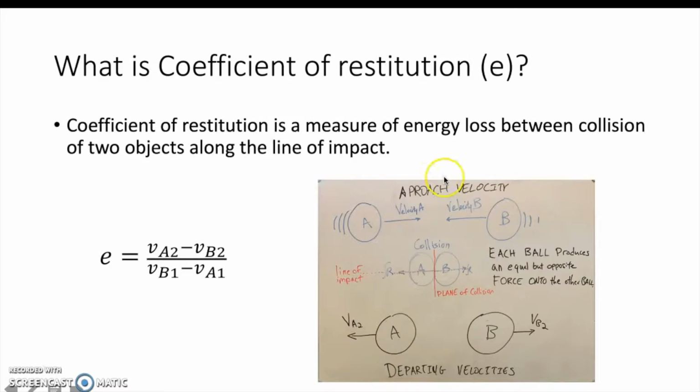So first, what is the coefficient of restitution? It is a measure of energy loss between collisions of two objects along the line of impact, which is perpendicular to the plane of collision. This is the equation, and Daniel should explain it.